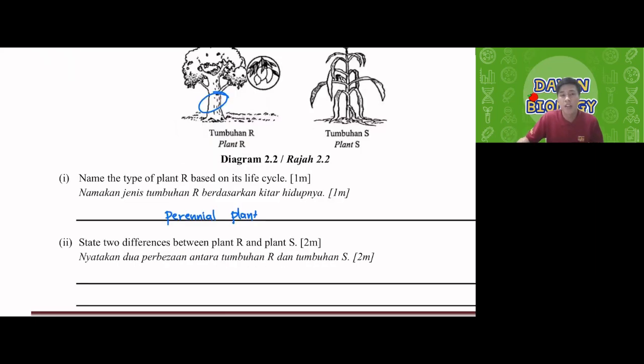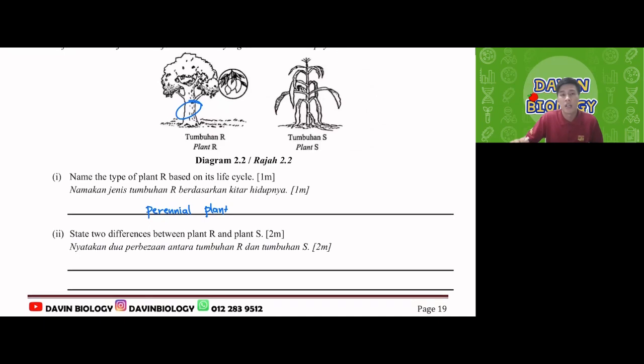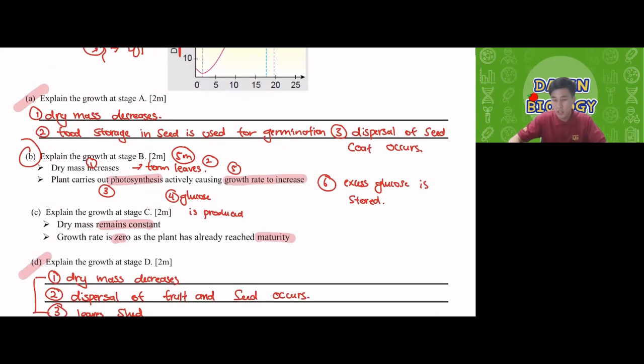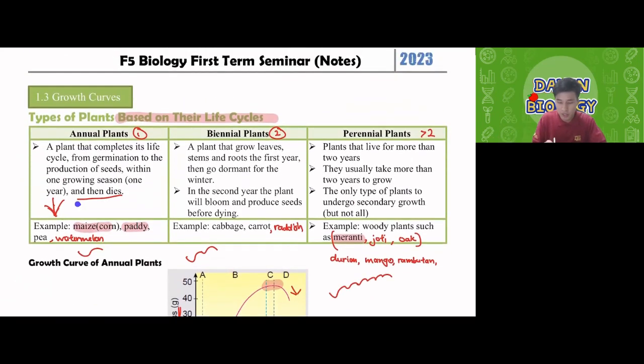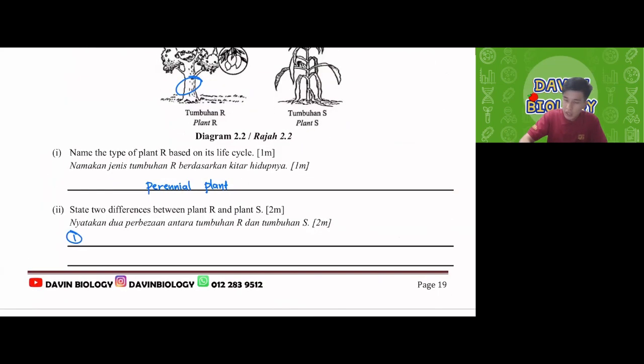Two differences between plant R and S. Okay, so plant R and S got two differences. Number one, you can talk about the life cycle difference first. Life cycle means how long they live. One year, and many years. But don't say live for 1 year, live for many years. Now, I want you to write like this. Plant R, which is perennial, you can say the growth occurs for more than 2 years.